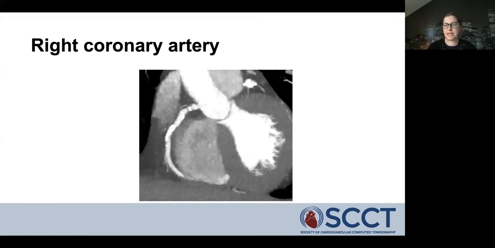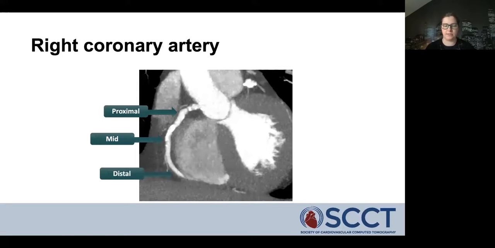So here's a nice view that you'll be able to get of the CT scans. It's often called a C view of the heart. Here we've got the left ventricle, the aortic valve, and the aorta here. And then this C shape is the right ventricle. So with a bit of fiddling around with your console, you can get this lovely view of the right coronary artery going all the way around. And we can split this into proximal, mid, and distal segments.